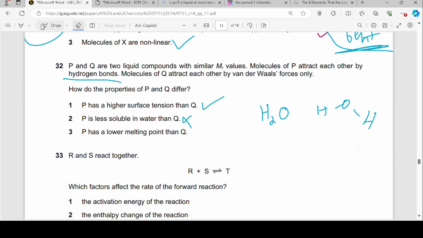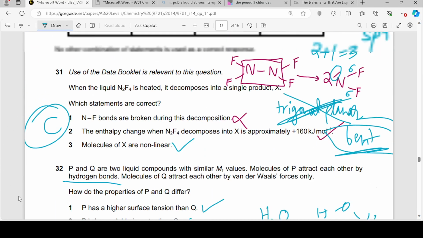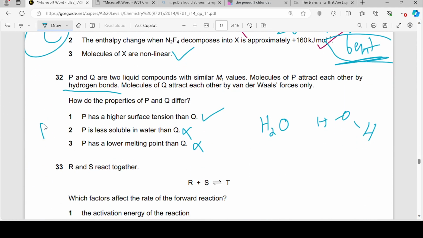P has a lower melting point than Q. That is also wrong because again, P has hydrogen bonding. Hydrogen bonding is a stronger intermolecular force of attraction, and because it's a stronger intermolecular force of attraction, that means it will take more heat, more thermal energy to melt P than it will to melt Q. Therefore, P has a higher melting point than Q. So therefore, 2 and 3 are wrong. Since only 1 is right, that means I think D will be the answer, if I'm not mistaken. Yeah, 1 only is correct. So D is the answer.